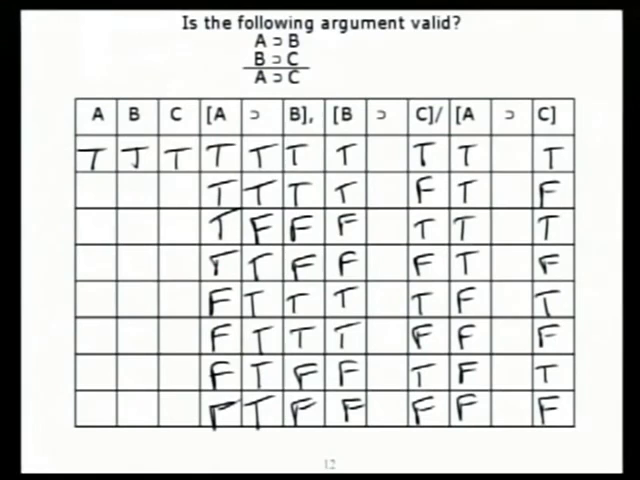Now let's check out the second premise, B horseshoe C. True, false, true, true, true, false, true, true. Okay, so I'm going to number these again: 1, 2, 3, 4, 5, 6, 7, 8. We've got not just one line where the premises are true, we've got line 1, line 4, line 5, line 7, and line 8. So those lines are important if we're trying to consider when the premises are true.